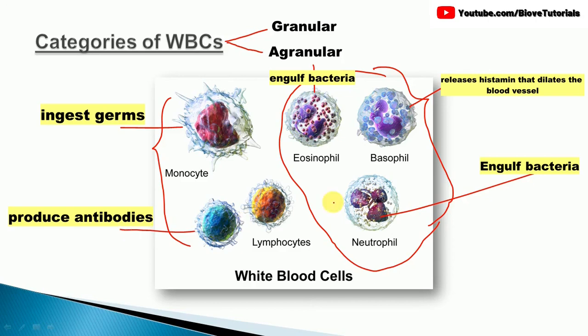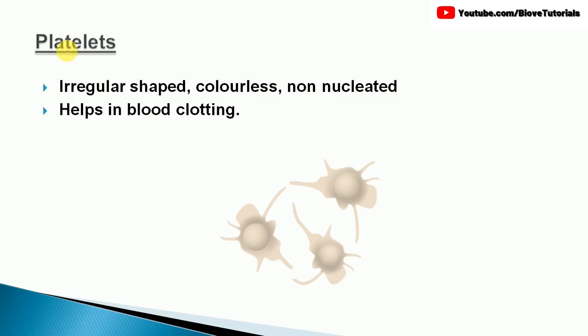So we have seen the cellular elements which are present in our blood, that is RBC and WBC. The last is platelets. Platelets are irregular shaped, colorless and non-nucleated structures, and they help in blood clotting. You can see the structure of platelets here. So we have completed the first part of this chapter.